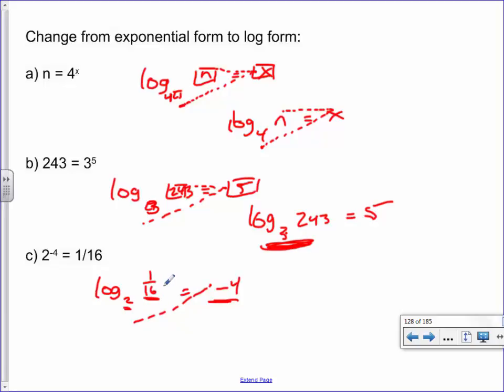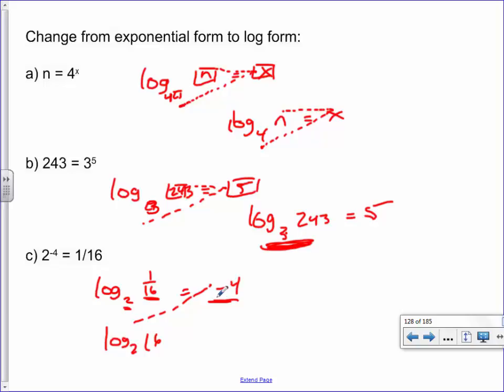How many 2's does it take to make a 1 over 16? -4. Yeah, here's the reason why. Log base 2 of 16. How many 2's are in a 16? 4 of them. There are 4 2's in a 16. But if it's 1 over 16, you know how fractions are like to the power of -1? Well, that's why it's -4. Does that make sense?